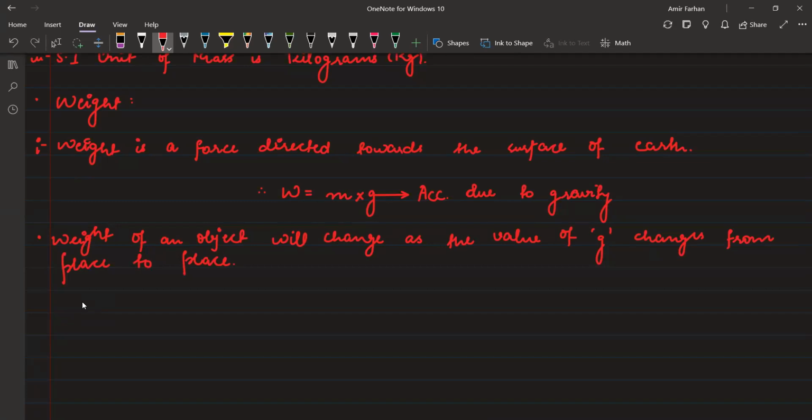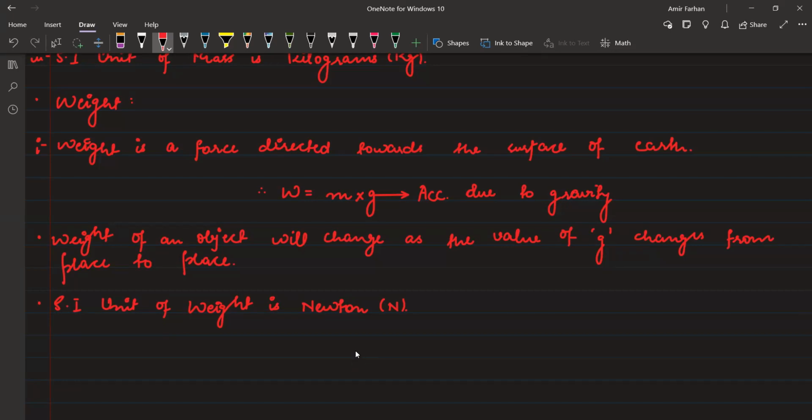Clear, Ayaan? The next thing is that the SI unit of weight is Newton, because weight is a force. The SI unit of weight is Newton. Clear, Ayaan? So these are the two things.